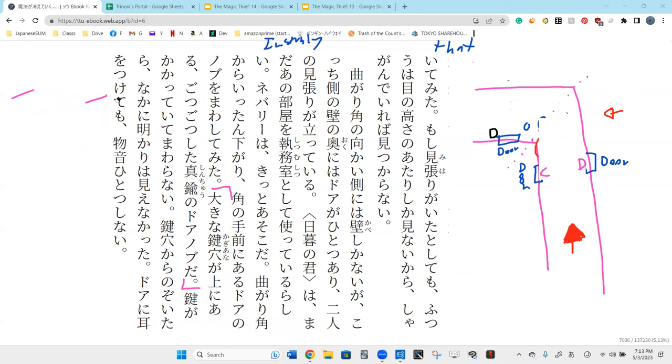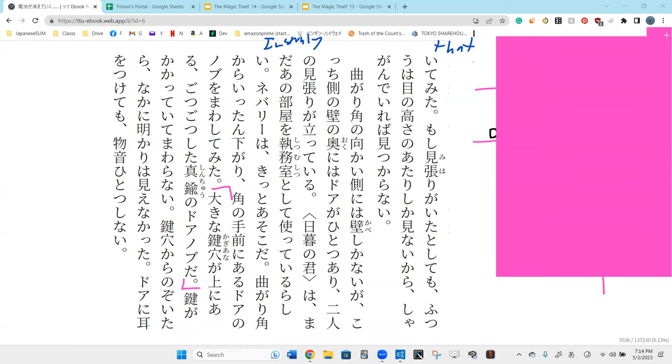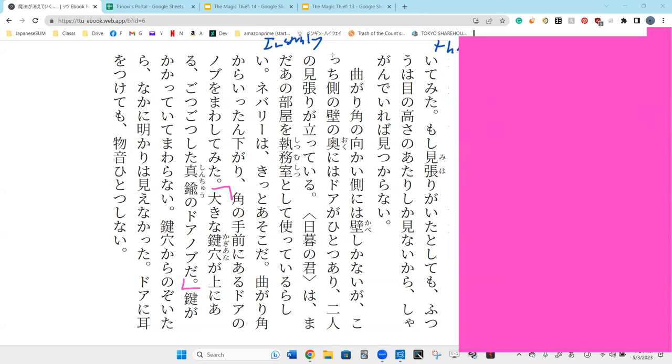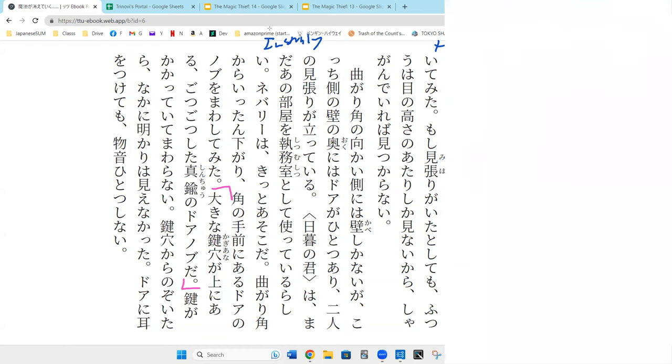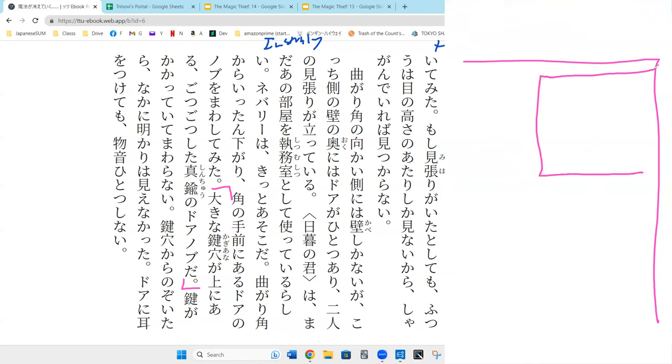Okina kagi ana ga ue ni aru gotsu gotsu shita shinchu no doa nobu da. On top of the large keyhole, there is a gotsu gotsu shita shinchu no doorknob. Shinchu is brass.